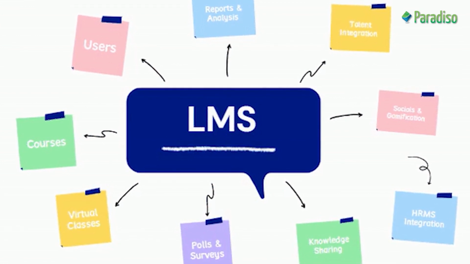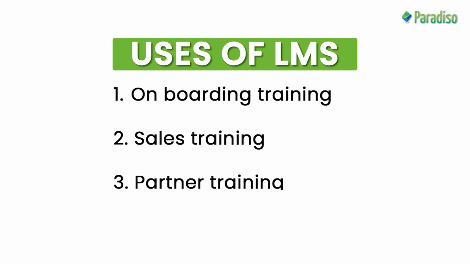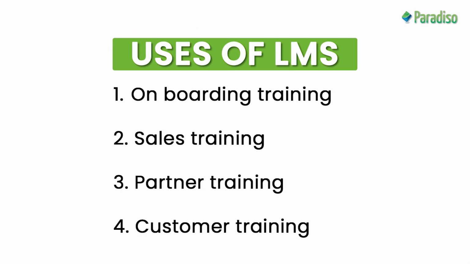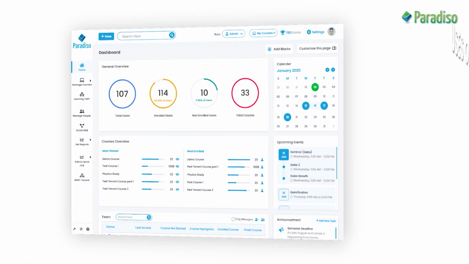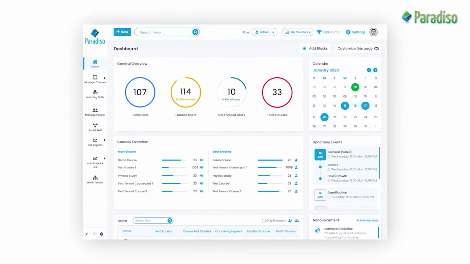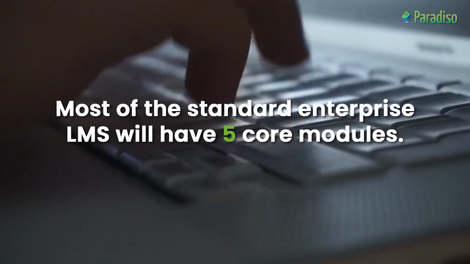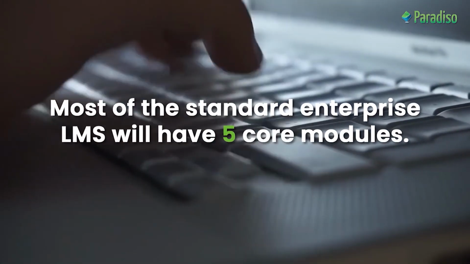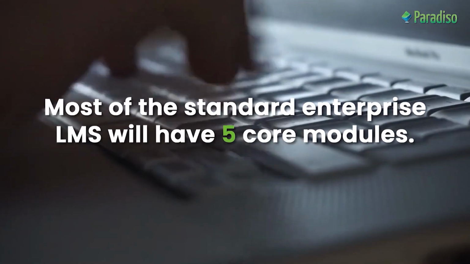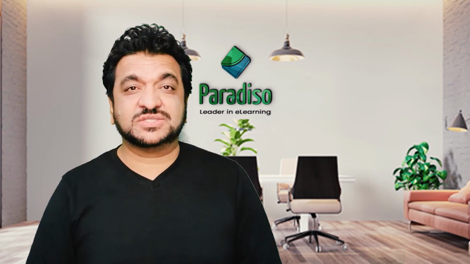Why do you need the LMS? What's its use? Well, you can use LMS for your onboarding training, your sales training, all kinds of your employee trainings. You can also use it for partner training or customer training. So LMS, depending on which company you go with, can have many modules. So Paradiso LMS have hundreds of modules, but most of the standard enterprise LMSs out there will have 5 core modules. Once you have these 5 modules, you have an LMS in place.